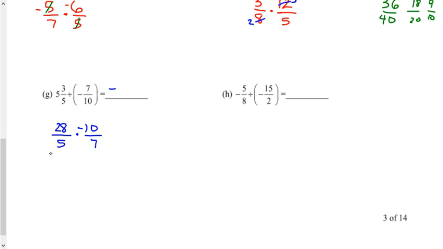The next thing that we're going to look at then is to see what we can reduce. Your eyes are probably going right here. Most people like 5s and 10s, right? That's going to be a 2 and a 1. But I like 7s and 28s.